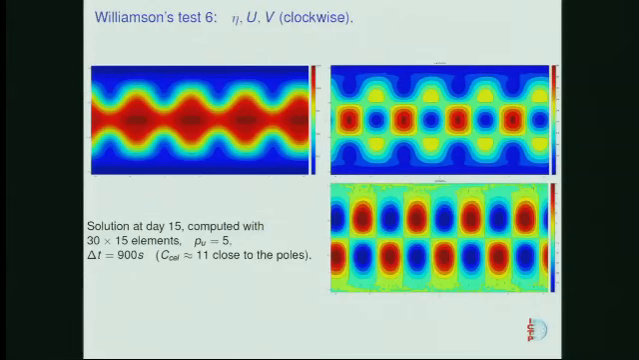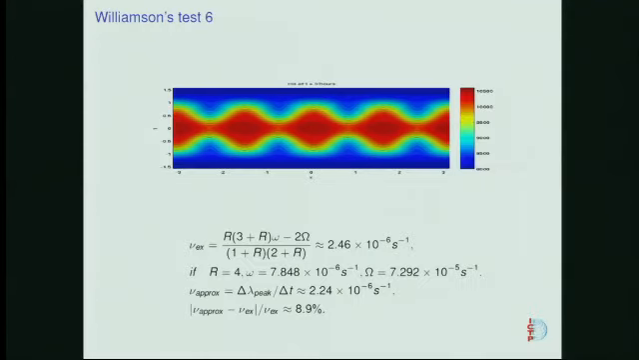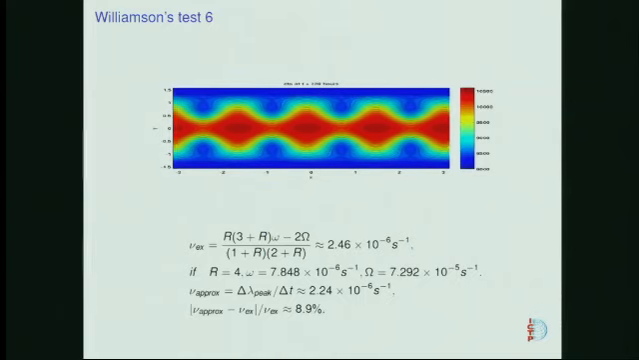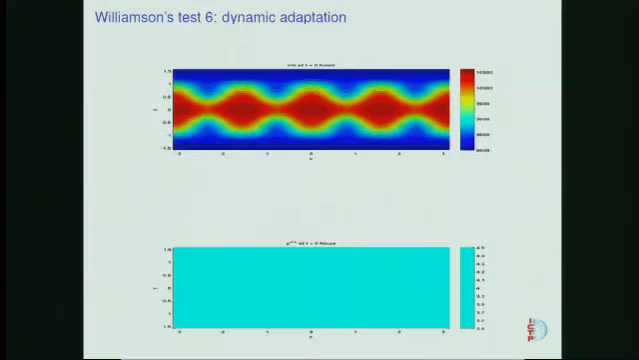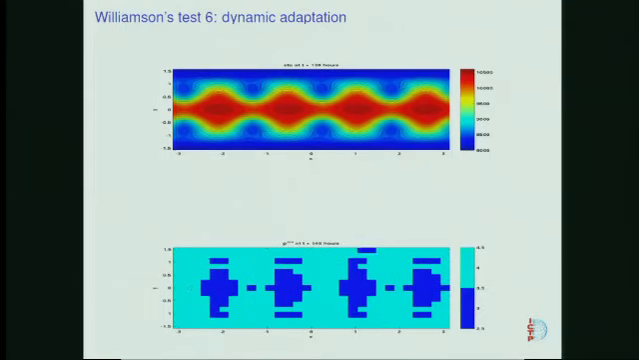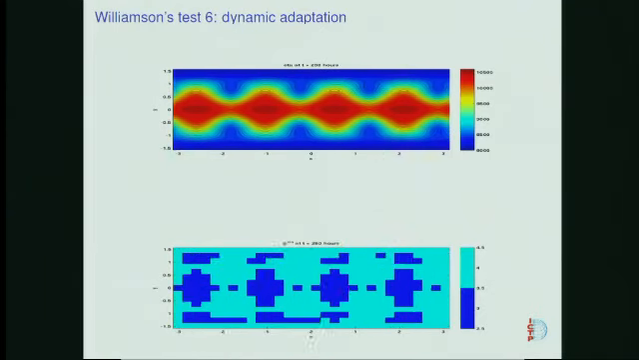Williamson test 6 with the same resolution as the previous test. You can see there is still some noise close to the poles. Here is an estimation of the deviation of the angular velocity with respect to the exact solution, but not for shallow water. This is the exact solution for the nonlinear barotropic vorticity equation. And here the test is repeated with adaptivity.